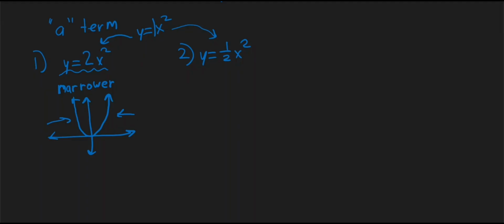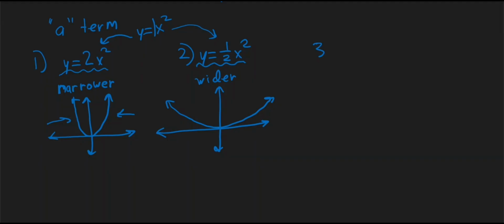Okay, so now if the a term gets less than 1, or as the a term decreases, the graph is going to get wider. And that would look something like this. I'm going to exaggerate it a bit. It's not going to look very wide, but it's going to get wider than if the a term was a 1. And it just moves out from the y-axis. That would be the case when the a term is less than 1, or if the a term is decreasing.